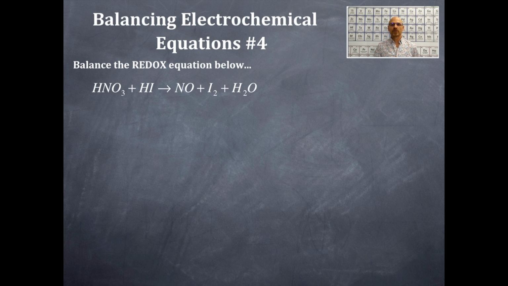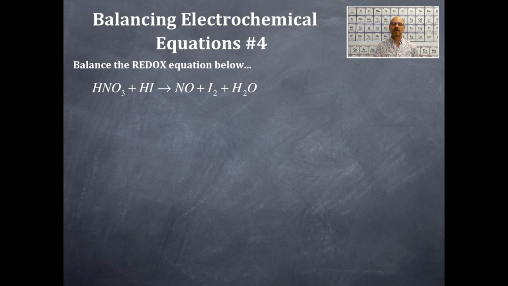We have HNO3. Everybody hopefully knows what that is. That is nitric acid, a strong acid. It is one of the 7 strong acids. It is an oxidizing acid as well, and that's why it's in this unit of balancing chemical equations. Then there's hydrogen iodide. Then there's NO, that's nitrogen monoxide. Then there's iodine, that is a solid. And then there's water. That's our equation.